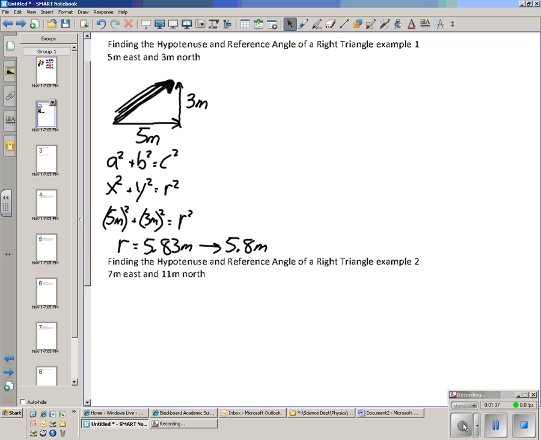I also will need to calculate the angle. To find the angle, I have the y component and the x component, or the opposite and the adjacent. That means I'm going to use tangent functions. So tan of theta equals the opposite over the adjacent, or in this case, I'm going to be referring to it as y over x.